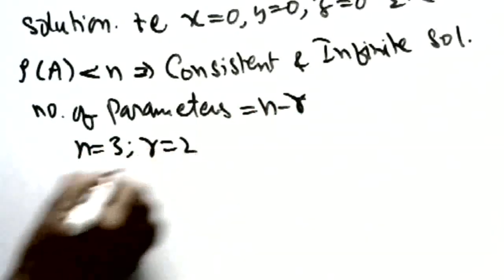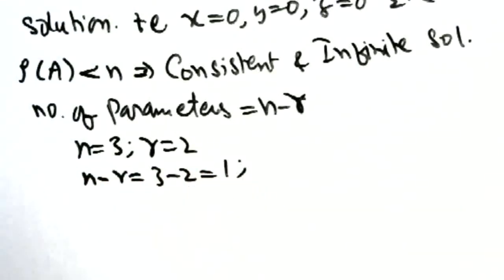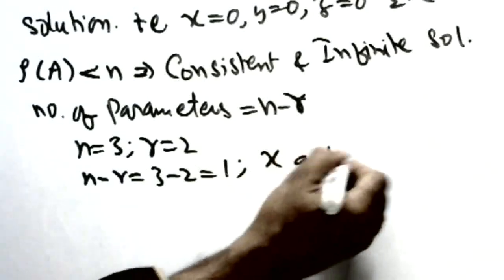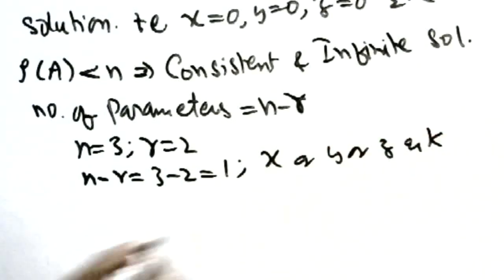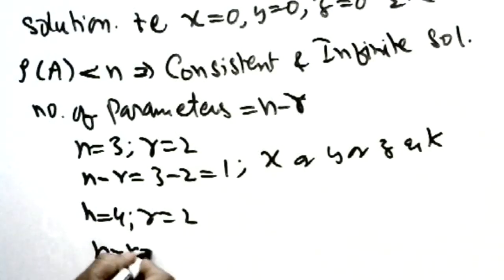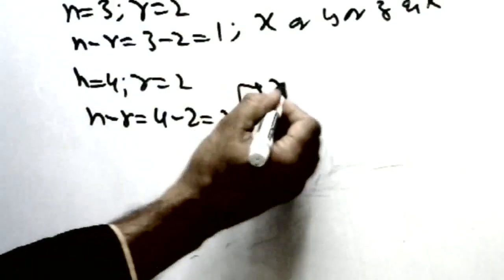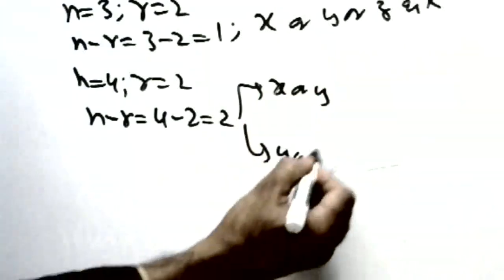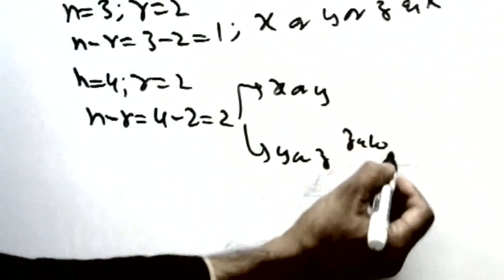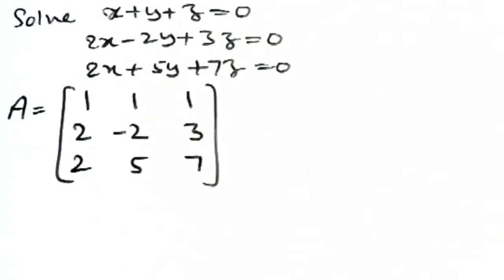Suppose n equals 3, r equals 2. So n minus r is 3 minus 2, which equals 1. That is, we have to take one parameter, x or y or z, as k. Suppose n equals 4, r equals 2, then n minus r equals 4 minus 2 equals 2. Then we have to take two parameters, x or y, y or z, z or w, as k1, k2. Then we'll get the remaining. Let me see this in the example.